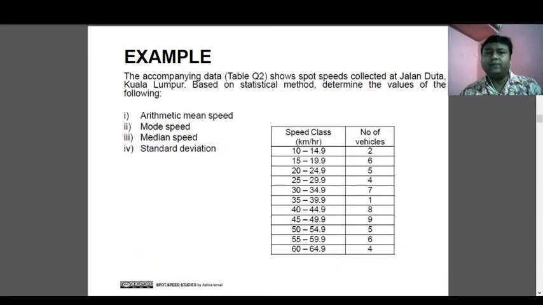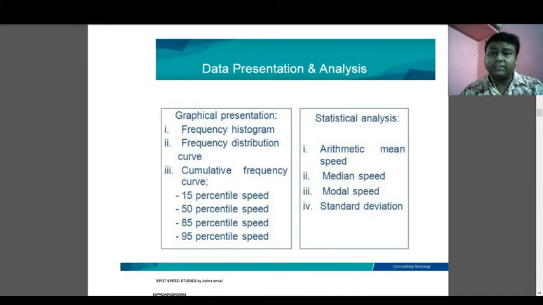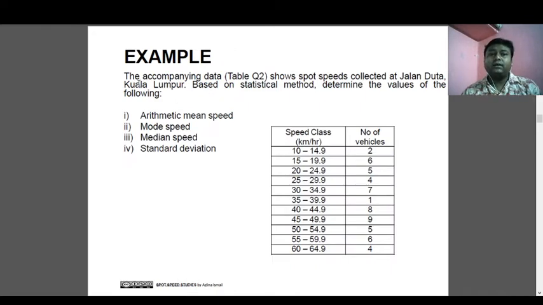So this is one example of arithmetic statistical analysis. The accompanying data table Q2 is the table. Spot speed was collected at the Jalan Datta, Kuala Lumpur. Based on the statistical method, determine the value of the following: arithmetic mean speed, mode, median speed, and standard deviation.